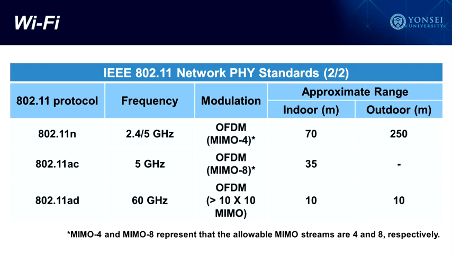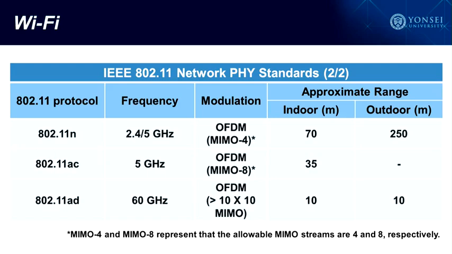Now, for 802.11ac, which operates in the 5 gigahertz range, this uses OFDM MIMO 8. And the indoor range is around 35 meters. The outdoor range is a little bit hard to determine.